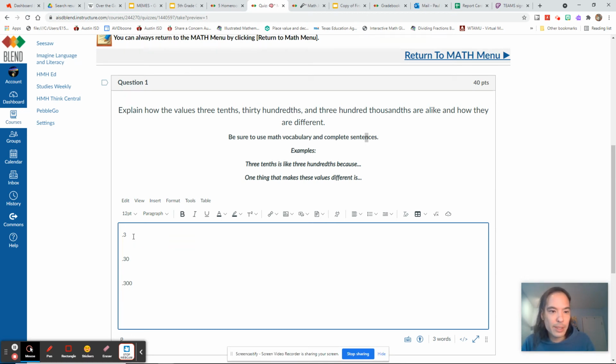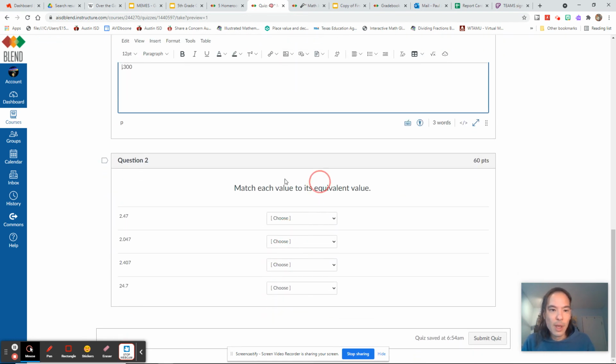Remember that basically if we put zeros on these two, it would look like this one. Or if we took off zeros on these two, it would look like this one. So they all have the same value, but they have a different smallest place value. This one's smallest place value is tenths. This one is hundredths. This one is thousandths.